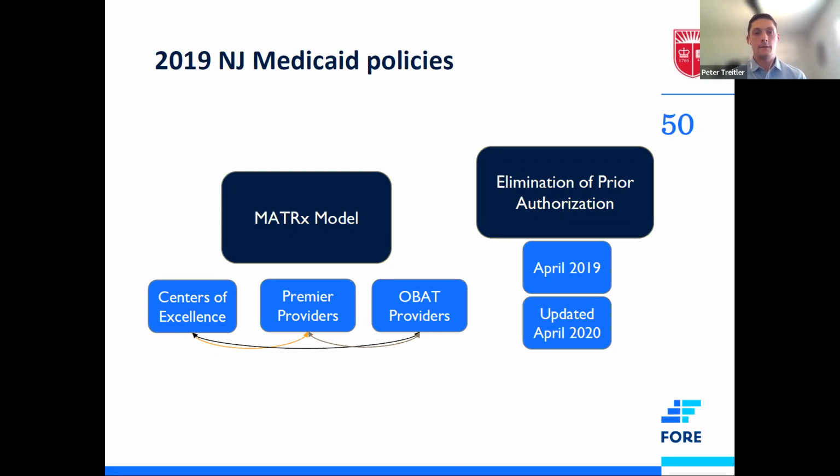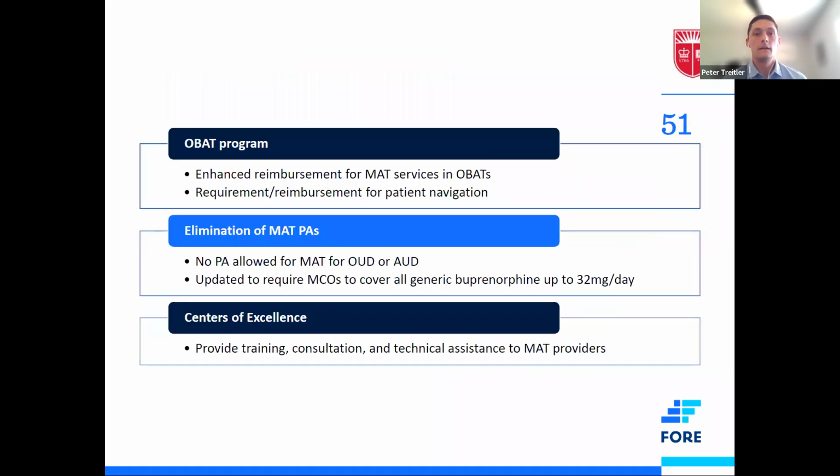Then you have, in the middle, the premier providers, which are integrated care settings. And these include CCBHCs, FQHCs, and some SUD specialty treatment clinics. And then you have a growing and relatively large network of office-based addiction treatment providers. And then another major policy change was the elimination of prior authorizations. Next slide. And so just to say a little bit more about the OBAT.